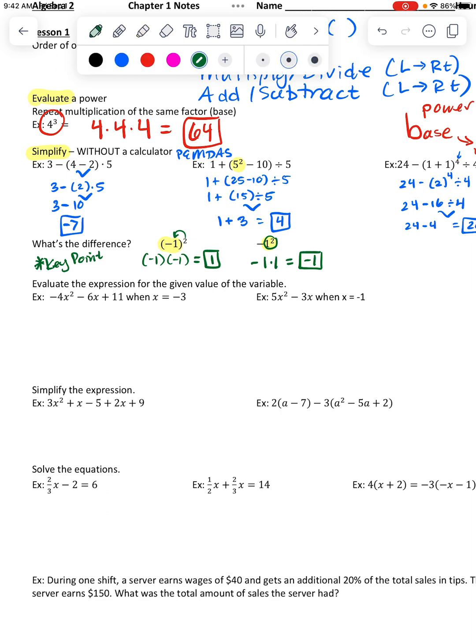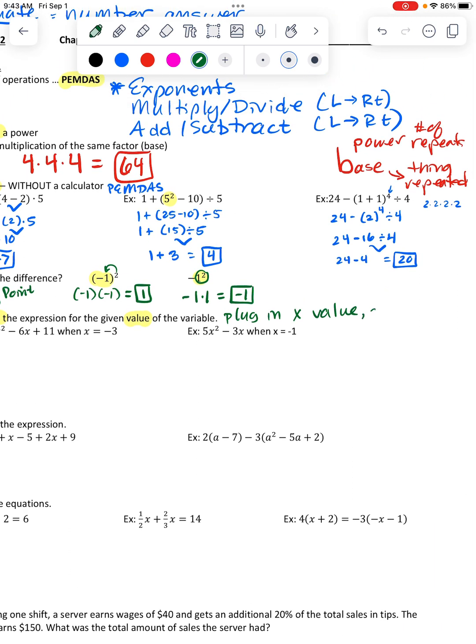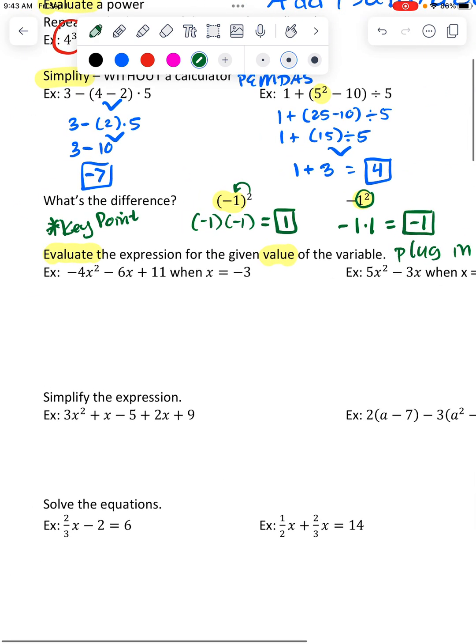Alrighty, so now we're back to evaluating. I'm always watchful for my math verbs. Evaluate the expression for the given value. What that's telling you to do is it's going to ask you to plug in the x value, and then you're going to go ahead and simplify using PEMDAS. So we're taking one step towards algebra, getting kind of back into those variables.